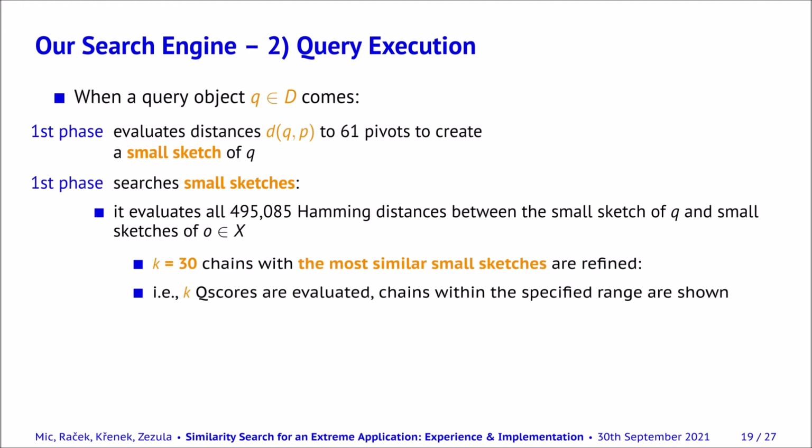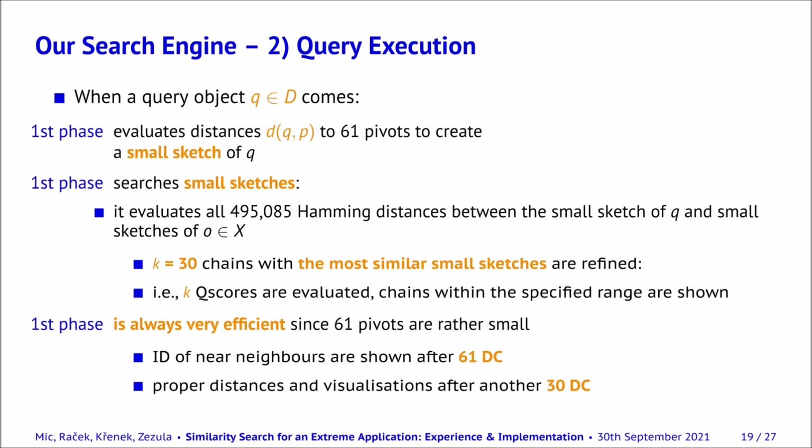At this point, the user interface starts to work asynchronously with the search engine. While the user interface starts parallel evaluation of all 30 Q-scores between the query chain and the protein chains returned by the first phase, the search engine continues with the second search phase. We emphasize that the first phase returns IDs of the promising protein chains after 64 distance evaluations. Since all 64 pivots used to create a short sketch of Q are quite small, the first phase of the search is always very efficient.